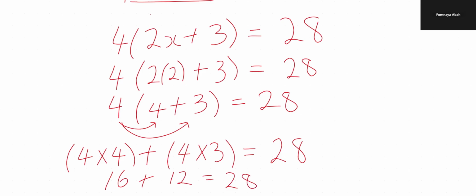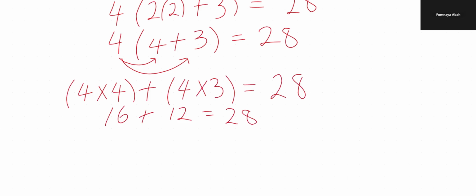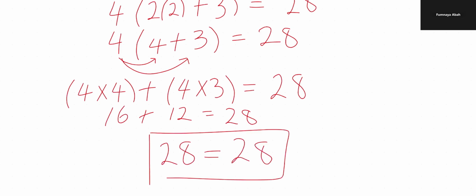And 16 plus 12 is equal to 28, and 28 is equal to 28. And this is correct. So this just shows that no matter whether you decide to take the sum or the difference of the two numbers in the parentheses and then choose to multiply, or you decide to multiply the two terms individually, whichever way you choose, you'll still arrive at the same answer. So let's do one more example like this before we move to a word problem. So let's say 6(2x - 1) + 4 = 34.